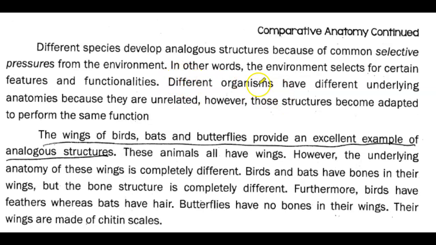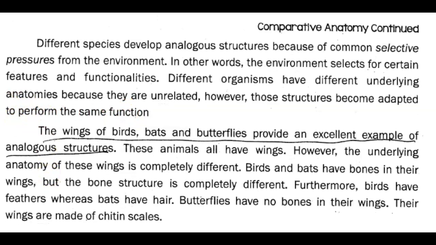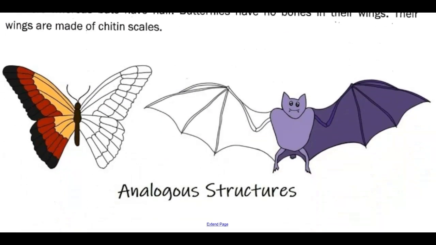Okay, so different organisms have different underlying anatomies because they are unrelated. However, those structures become adapted to perform the same function. Okay, and then it goes on to talk about the wings of animals. So I got a picture here to compare a bat and a butterfly. They're both wings, but they have very different shapes.